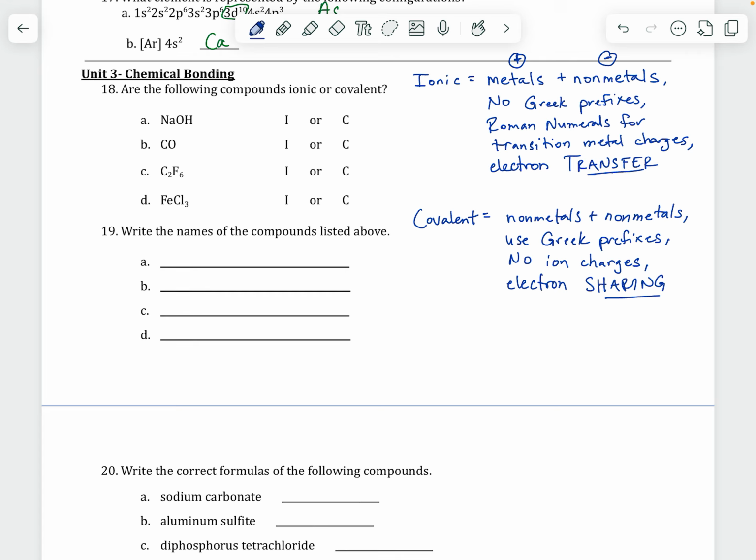And now that we're a little bit more comfortable with that as a review, we'll remember, identifying ionic versus covalent, all I have to do is look at that first one. Is it a positive metal or is it not? And if it is, then I know that it is ionic. So sodium is a metal, that's ionic. Carbon is a nonmetal, therefore this is covalent. This is also carbon, covalent. Iron is ionic because it is a metal.